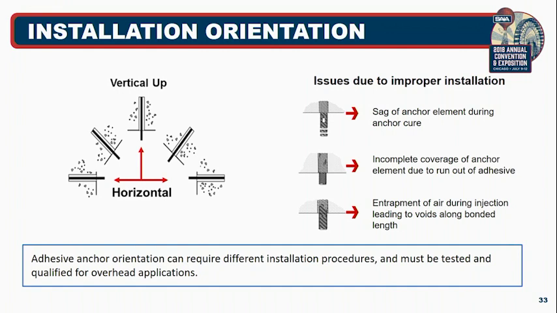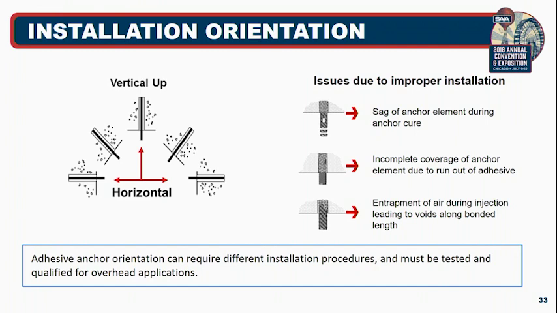So improper installations, what could happen if the anchor system, like an adhesive anchor system, is improperly installed? You see losses in capacity. So take, for example, over here, where you have sag of the anchor element due to the anchor curing time. So basically what happens is you've installed this adhesive system, and the steel element actually sags out. You're reducing the embedment depth, hence you're going to get reduced capacity from that anchor.